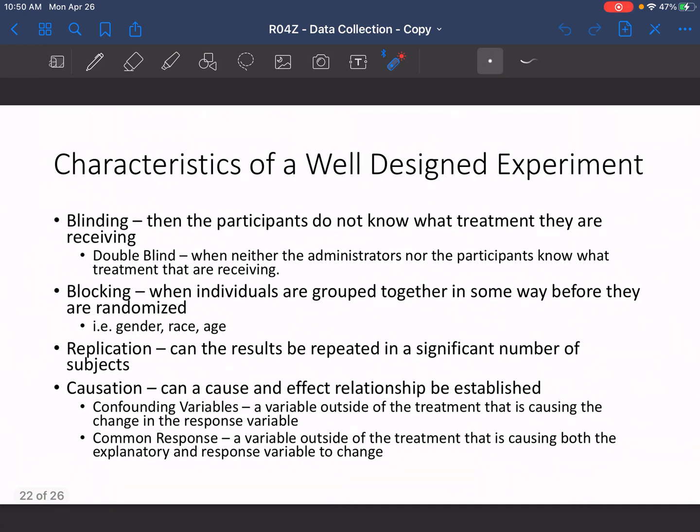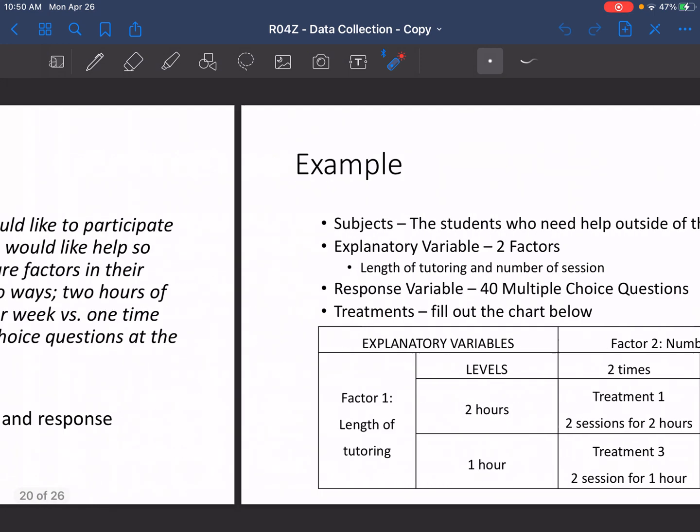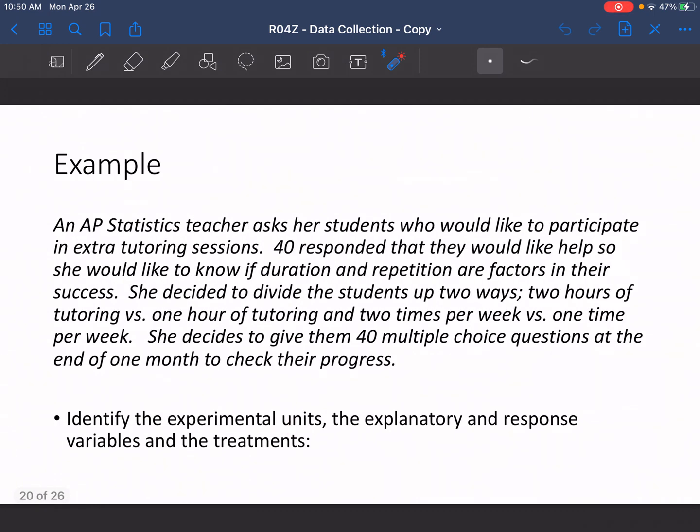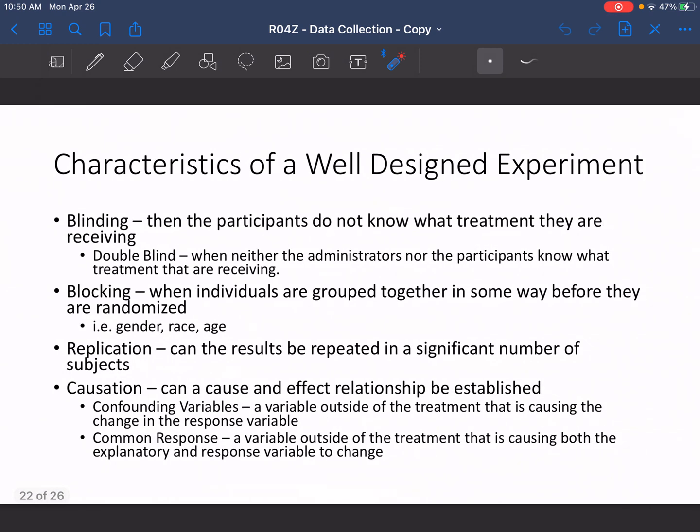And so that's essentially how you would set up an experiment and define all of that: all the experimental units, explanatory and response variable, and the treatments that were actually listed as well. And so there are a few more characteristics of a well-designed experiment. First being blinding. And these don't have to be applied to every single experiment, but it's important to know what they are and how they relate to an experiment.